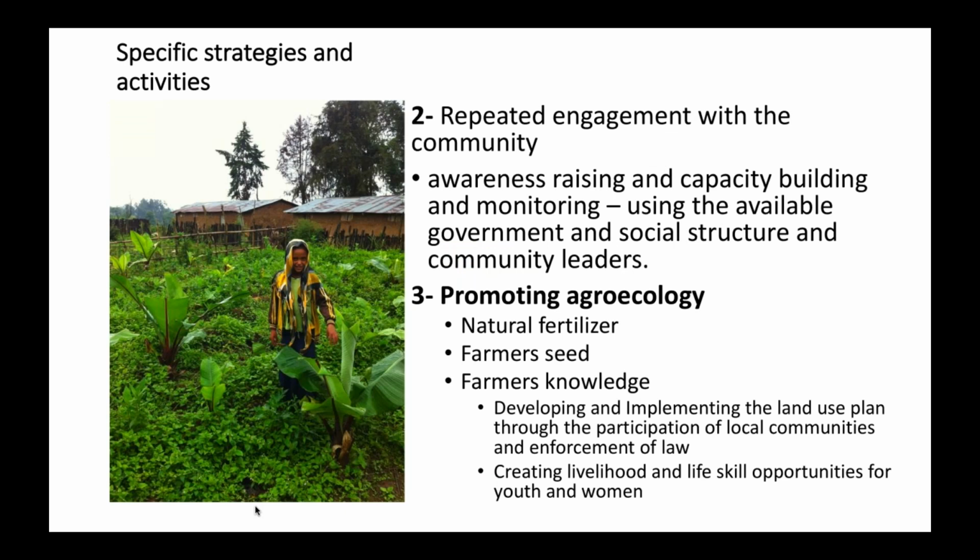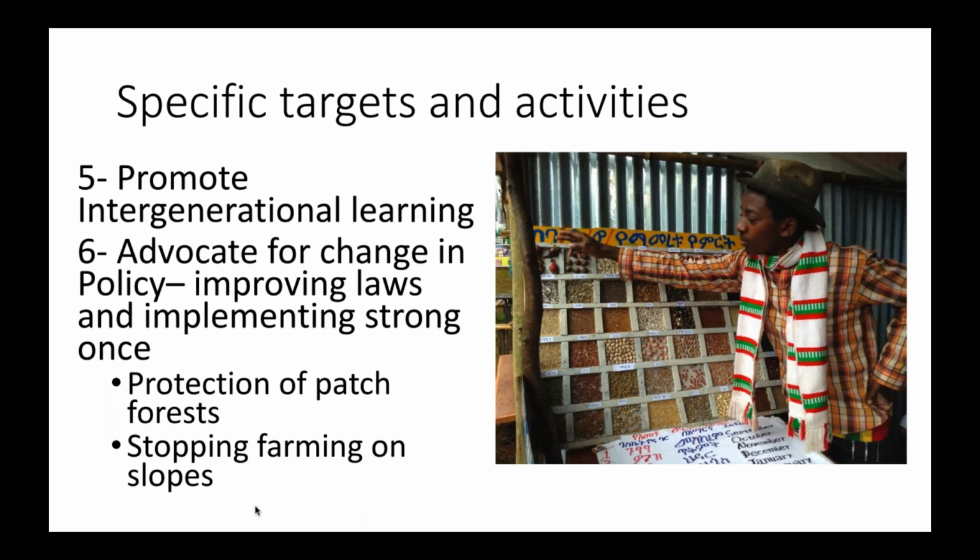They said that even after a decision is made, there is always a struggle in the community, whether to bring some community members on board. So for this, awareness raising is important. Agroecology, they say, is important. Animal manure, natural fertilizer, farmers' seeds, farmers' knowledge should be used. But it doesn't mean that other techniques are not appreciated. The other specific target is to promote intergenerational learning.